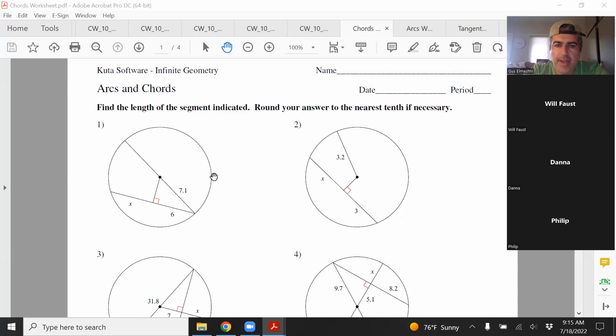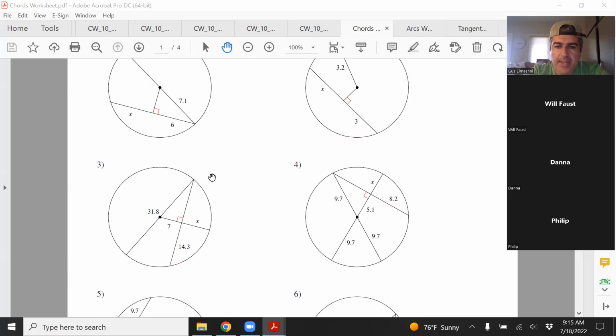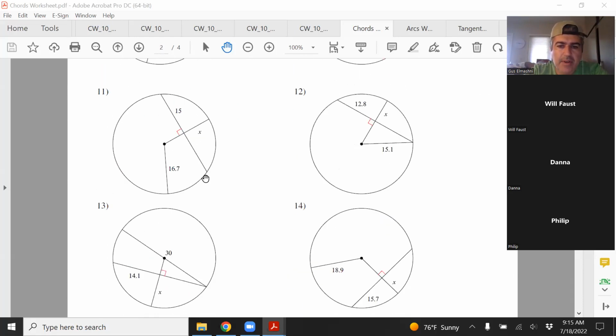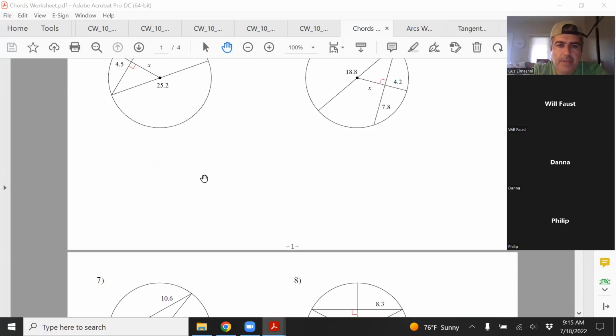So here it asks to solve for x, right? Or find the length of the segment indicated, which is indicated by the letter x, obviously. And it looks like there are 14 problems.